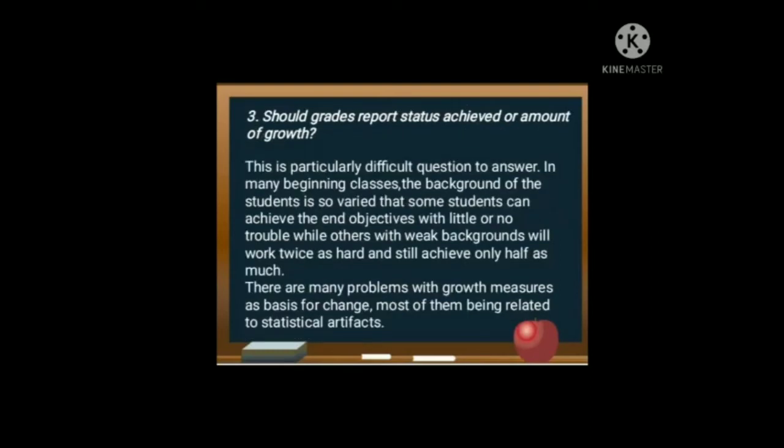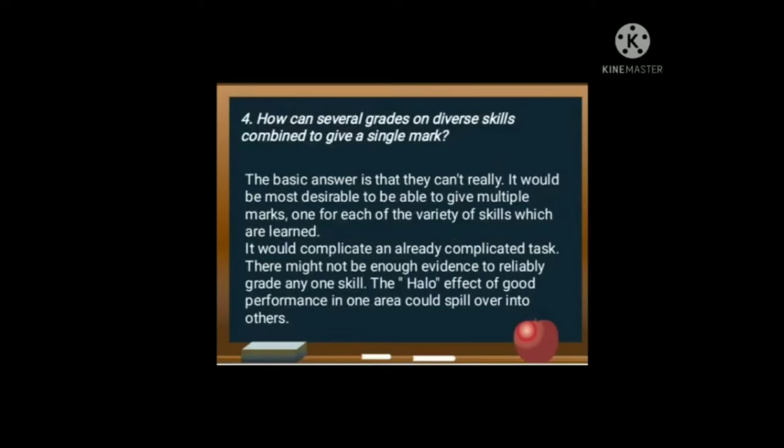Third, should grades report status achieved or amount of growth? This is a particularly difficult question to answer. In many beginning classes, the background of the students is so varied that some students can achieve the end objectives with little or no trouble, while others with weak backgrounds will work twice as hard and still achieve only half as much. There are many problems with growth measures as a basis for grading, most of them being related to statistical artifacts.